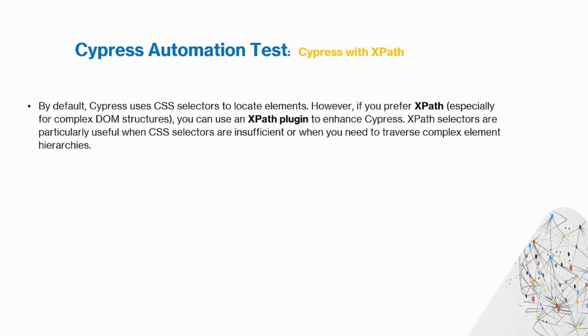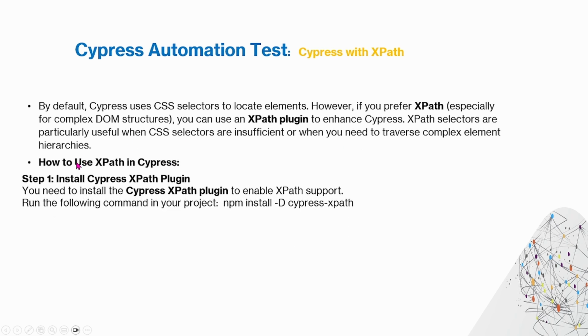In today's video, we're going to talk about using Cypress with XPath locators. By default, Cypress uses CSS selectors to locate elements. This can include the element's ID or class. However, if you prefer XPath, especially for complex DOM structures, you can use an XPath plugin to enhance Cypress. XPath selectors are particularly useful when CSS selectors are insufficient or when you need to traverse complex elements with hierarchies.